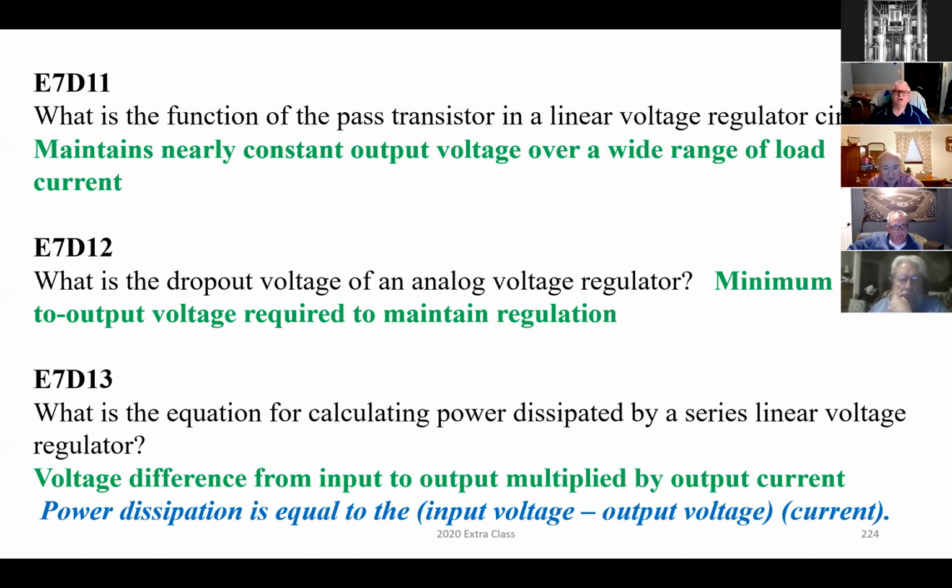What is the equation for calculating power dissipated by a series linear voltage regulator? That would be the voltage difference from the input to output multiplied by the output current. And here the power dissipation is equal to the input voltage minus the output voltage, times the current.